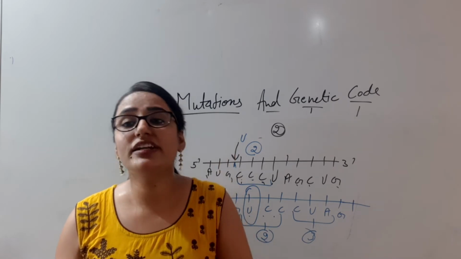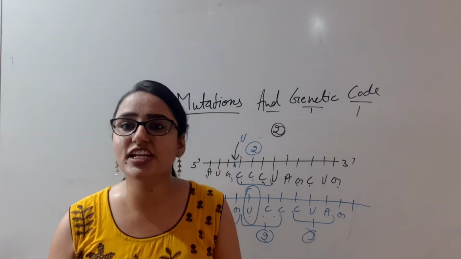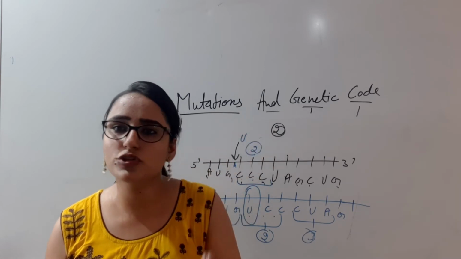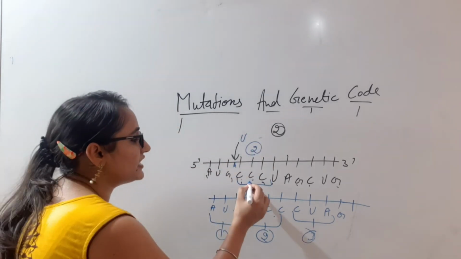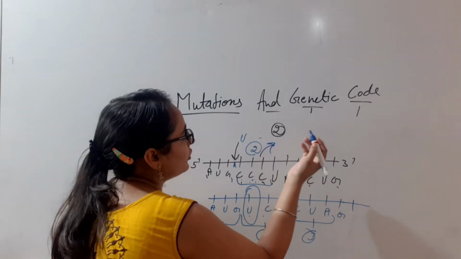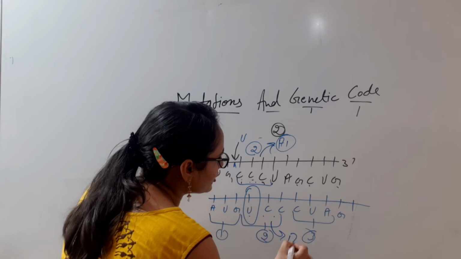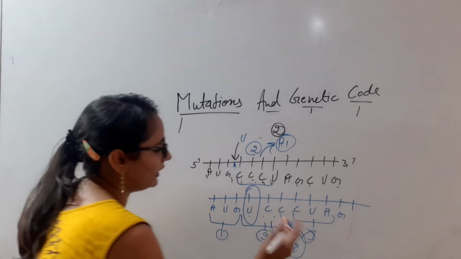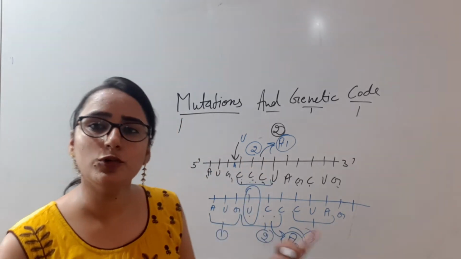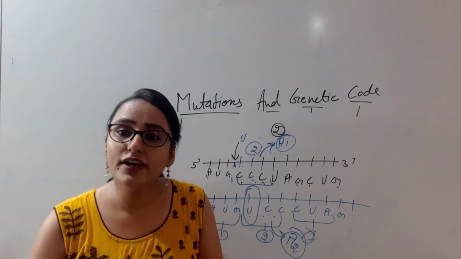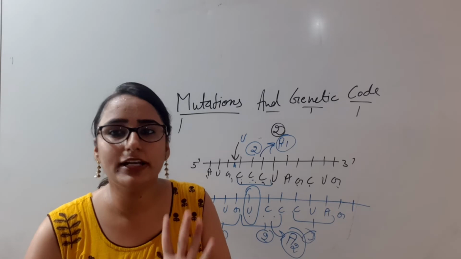Okay, if the reading frame of mRNA is changed, ultimately the amino acid sequence of the protein will also change. How? This CCC will code for some amino acid, say A1, and this UCC will code for some amino acid, that is A2. So A1 and A2 are two different amino acids. We had already discussed this. One codon will code for one particular amino acid.